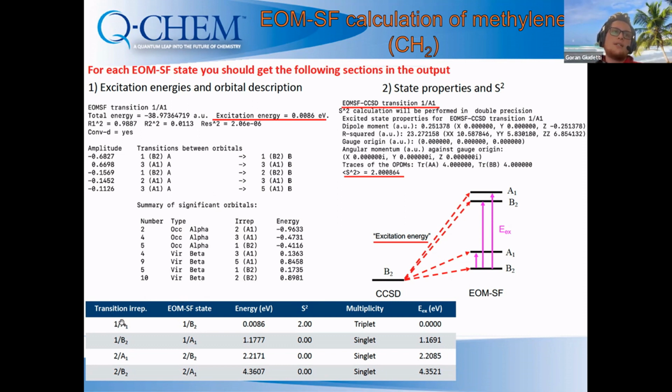I'm putting everything here in this table. So basically, when you get an A1 irrep for your transition, this means that your state is actually going to be of B2 symmetry. Here, you can also see the character of the transition with the orbital representation. And the other thing that you need to be careful about is the spin multiplicity of your state. Again, you need to be sure that your EOM states are either singlets or triplets and that they are not spin contaminated.